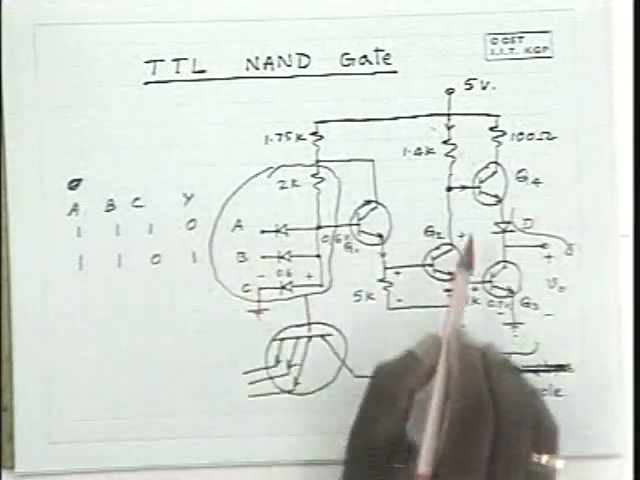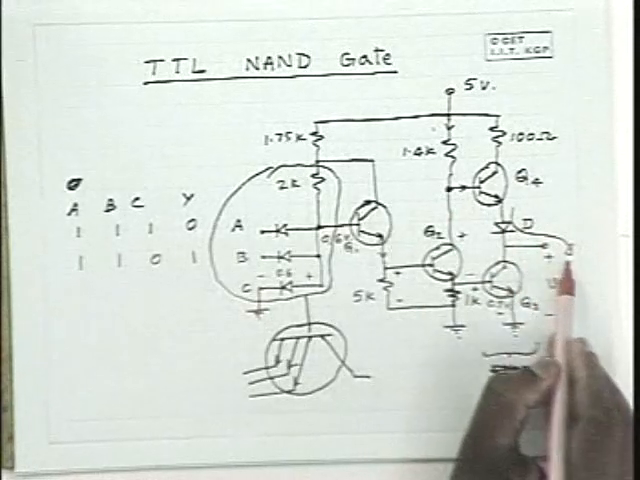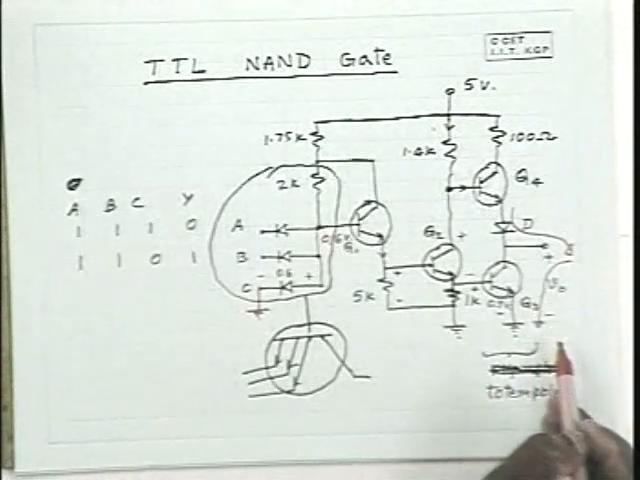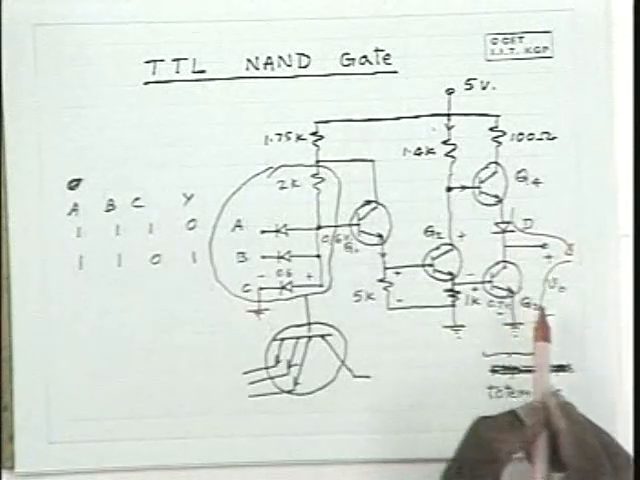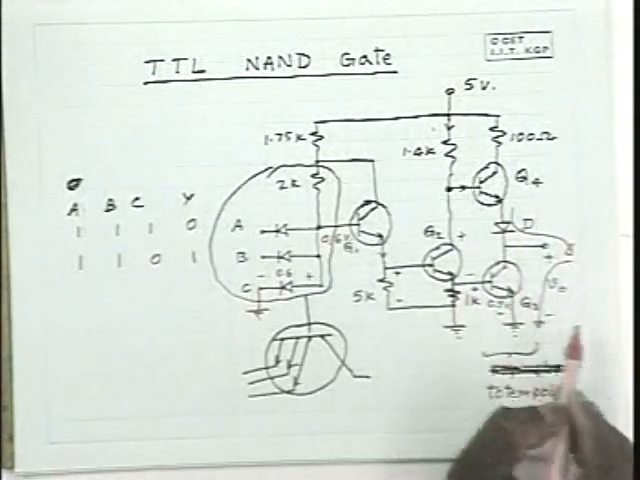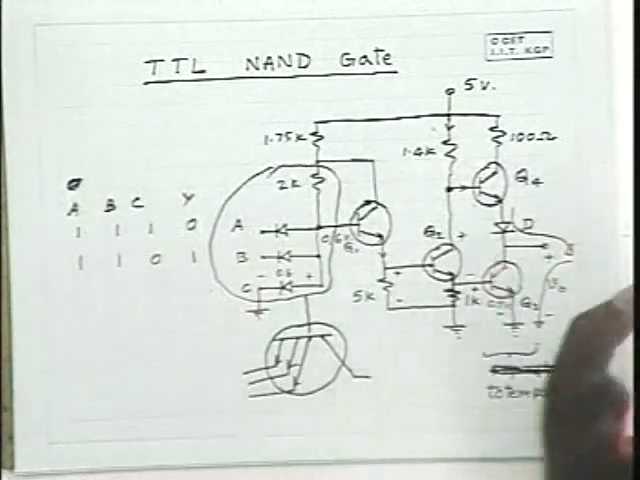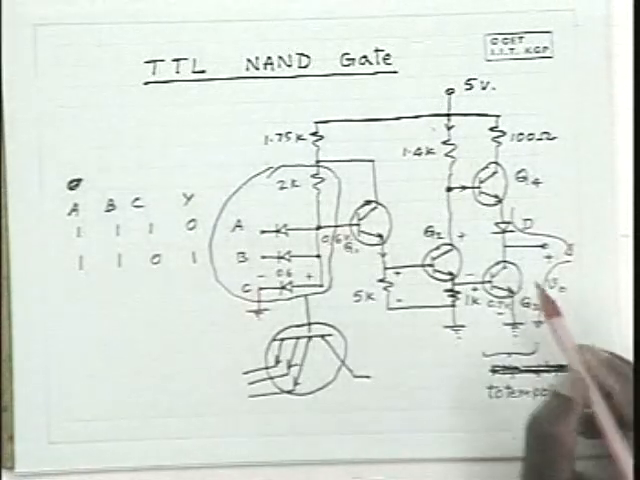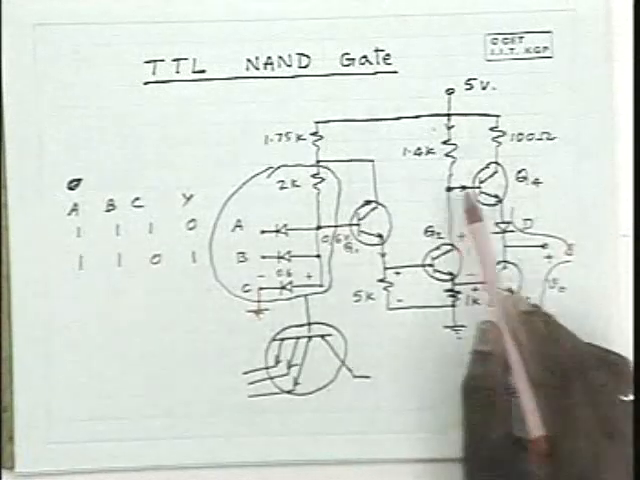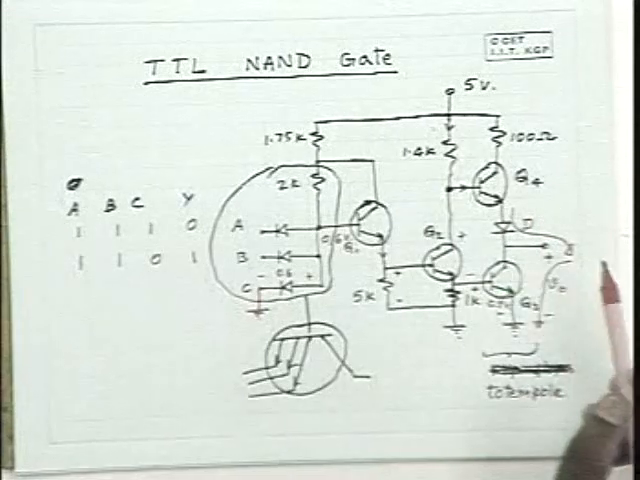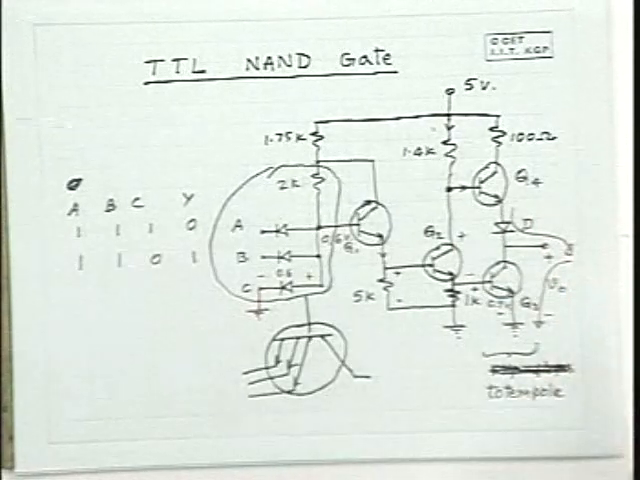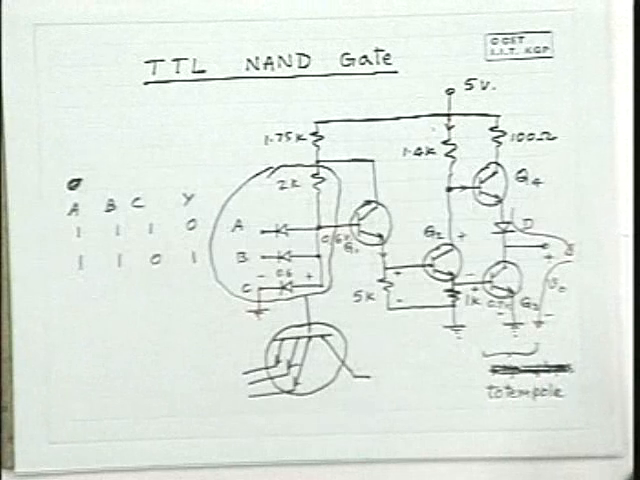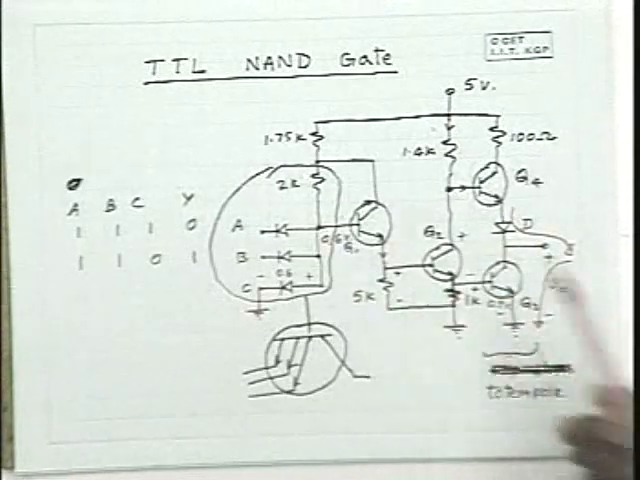And when all are ones, this is off and Q3 is in saturation, it will take current into it. It sinks current from the load. Then it can sink a large amount of current because IB into beta can be the collector current. It can sink any amount of collector current, a good amount of collector current. It can be zero also, but at the same time it can sink a lot of current also. Hence, this circuit has the advantage of capability to drive a good number of loads or a small load resistance. So this is what a TTL NAND gate is.